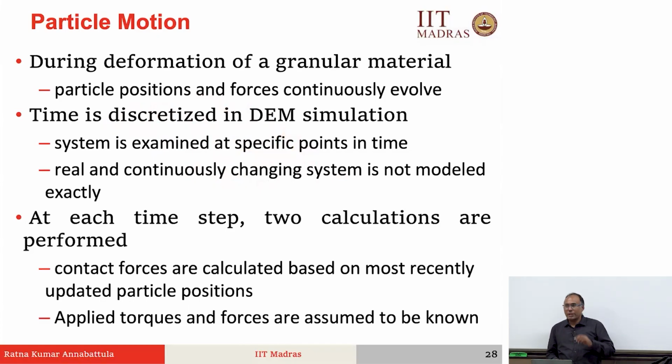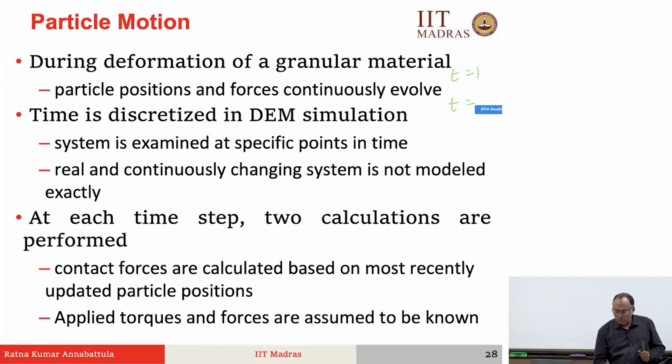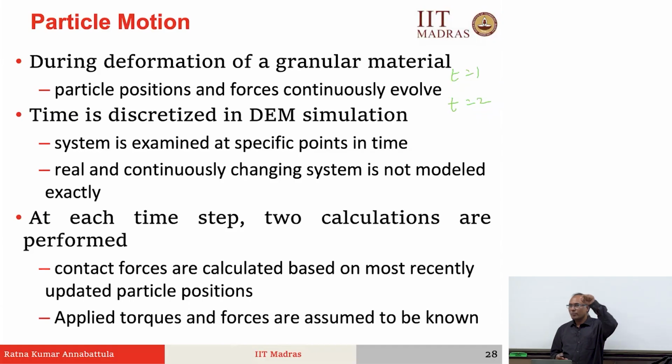And what you should keep in mind is that, suppose you are examining the assembly at time t equal to 1 and time t equal to 2. What you are actually doing is, by knowing what has happened at time t equal to 1 and t equal to 0, you are trying to estimate what is going to happen at time t equal to 2, right? And then you will have the information about the system at time t equal to 2.